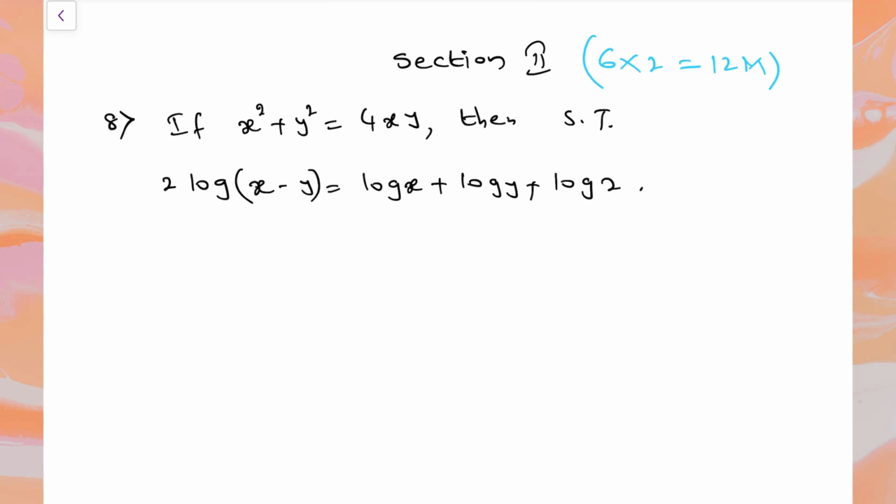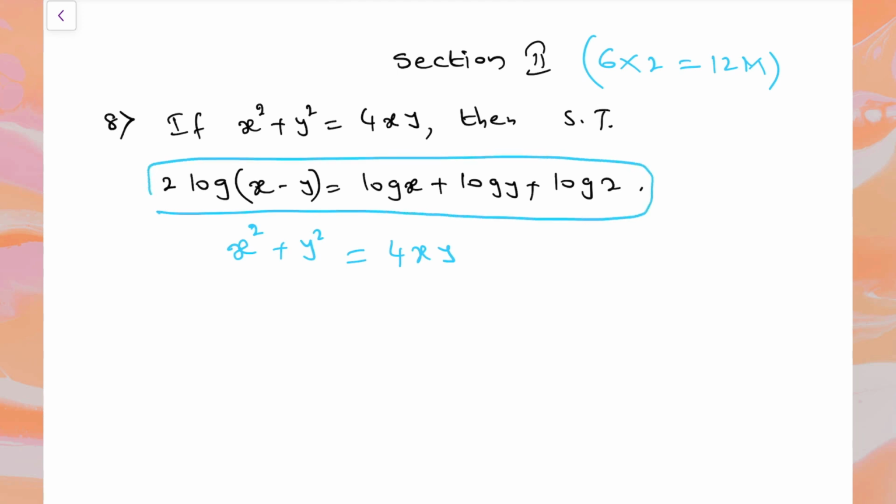First question. If x square plus y square equals 4xy, then show that 2 log of x minus y equals log x plus log y plus log 2. First take the given equation. x square plus y square equals 4xy. In the given question, if a negative symbol is there anywhere, you subtract 2xy. If the negative symbol is not there at all, then add 2xy. So here the negative symbol is there, right? Then subtract 2xy.